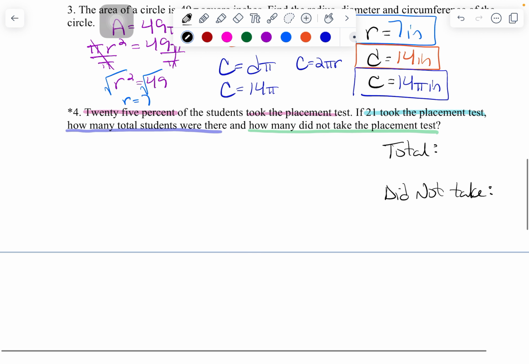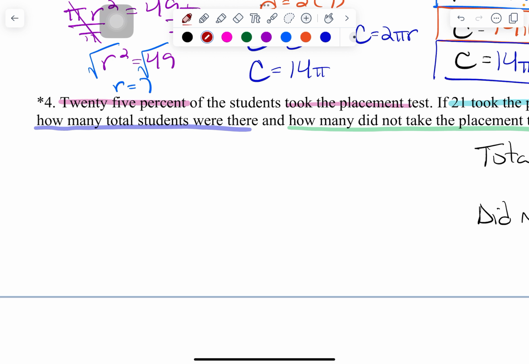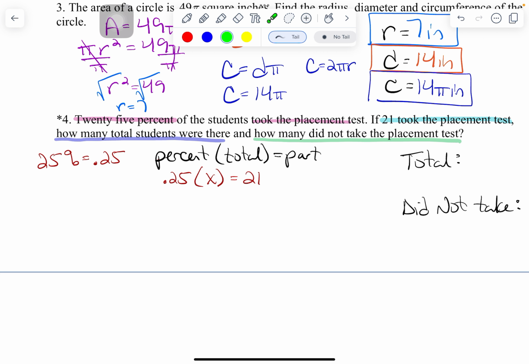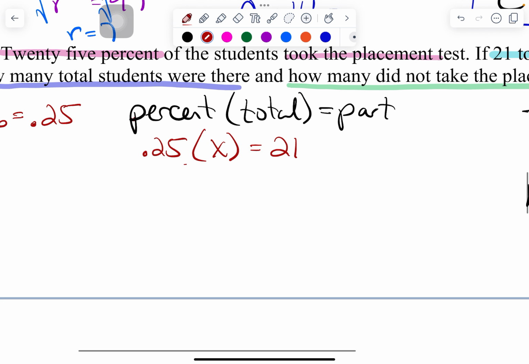So if I start with my percent, 25%, a gentle reminder that 25% is 0.25. I'll write this out: percent times total equals our part. So our percent for this problem was 0.25. Our total is the part we don't know. And we do know that 21 students took the placement test. So this part represents the number of students that took the placement test, and that's what we're going to go off of. To solve this, I'm going to go ahead and divide both sides by 0.25.